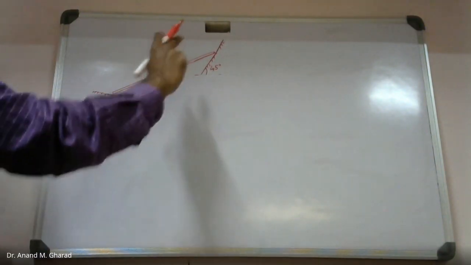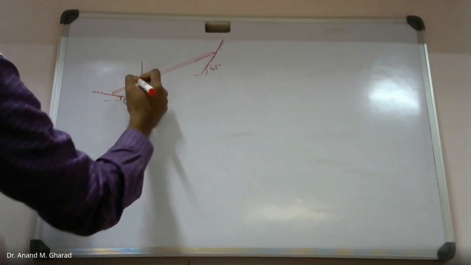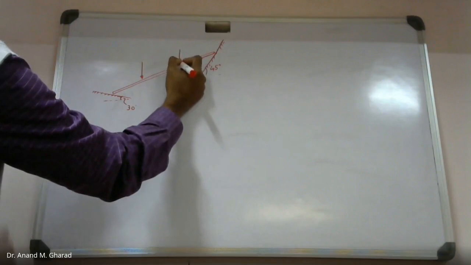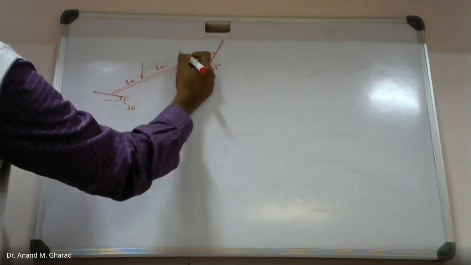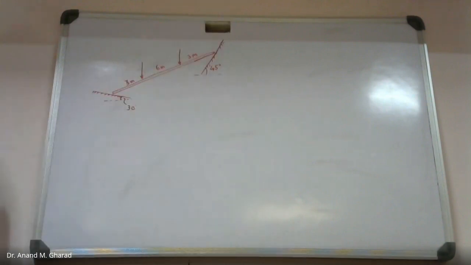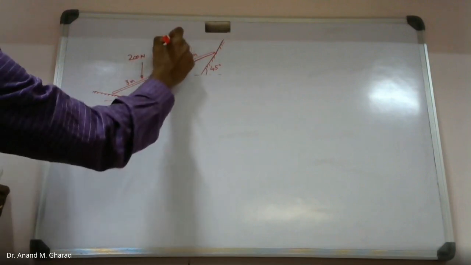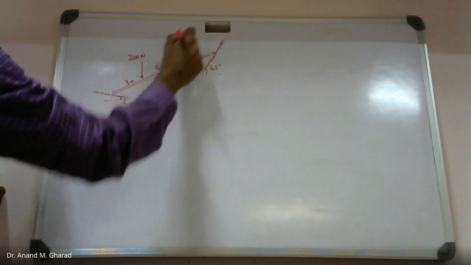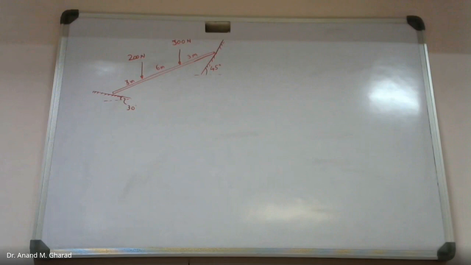This is a 12-meter bar. This complete bar is of 12-meter length, and there are a few loads which are acting on this bar. The distances are mentioned to be 3 meter, 6 meter, 3 meter. Total is 12 meter. These loads are given as 200 Newton and 300 Newton. So the given information: weight of the bar is 0, that is, it is of negligible weight, and it rests in position as shown in figure on smooth inclines.